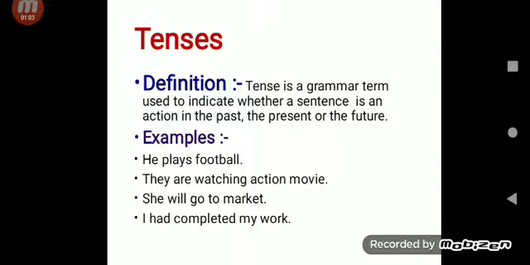Let's see some examples. He plays football. So here it's an action of present. They are watching action movie. So here it is also an action of present. She will go to market. Here it is an action of future. I had completed my work. Here it is an action of past.